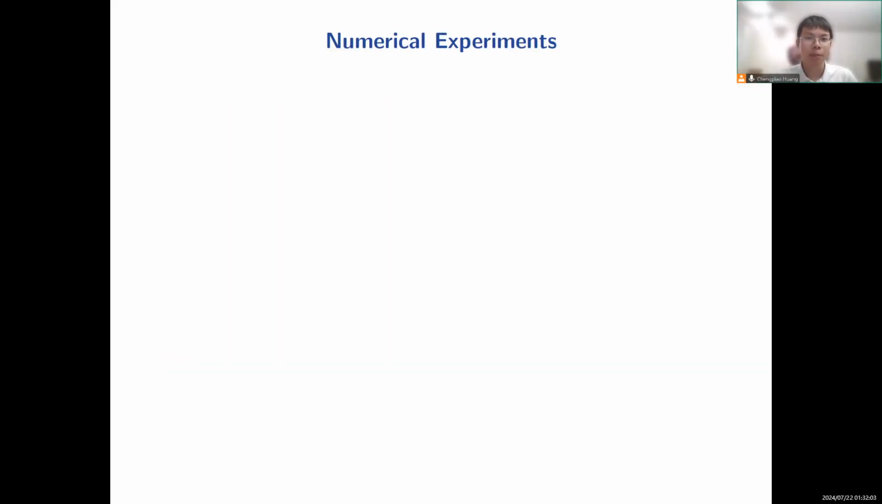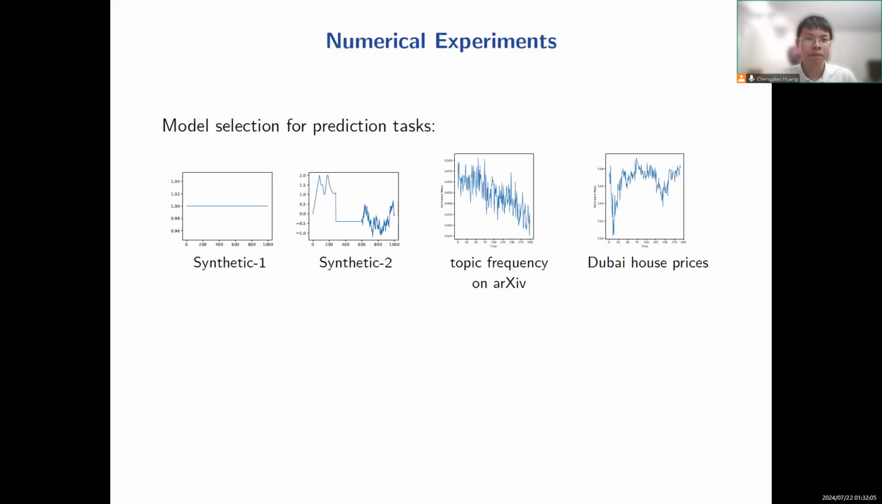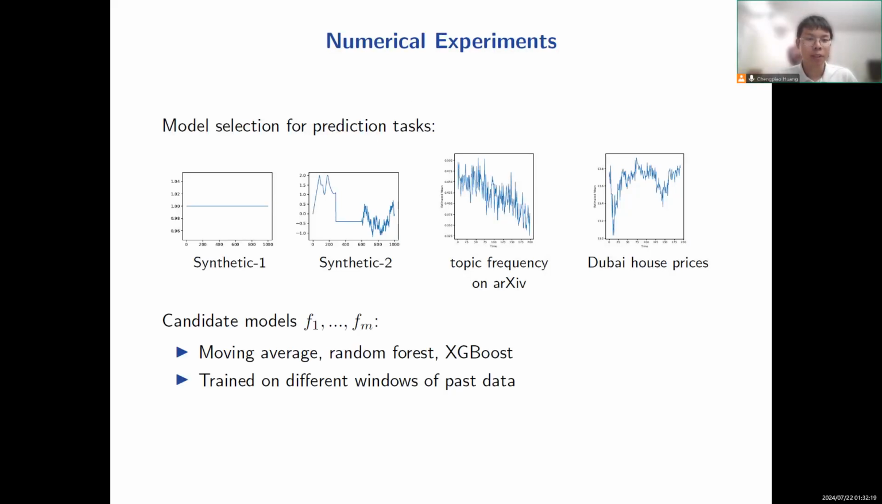Finally, we conduct numerical experiments to test our method. We consider the task of selecting prediction models on 4 different datasets, each exhibiting a different distribution shift pattern. Our candidate models come from a variety of model classes, including moving average, random forest, and XGBoost. We train each model class on different windows of past data.